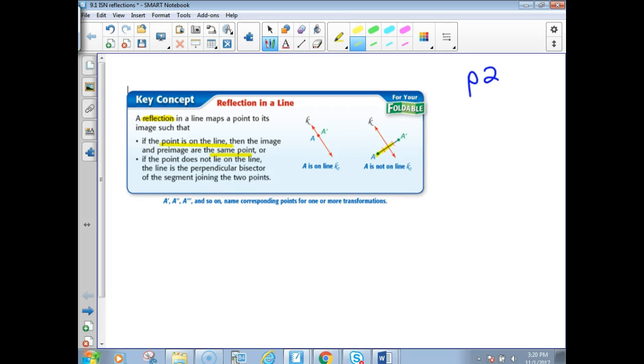What that's saying is this line right here gets bisected, and it's also at a right angle to the reflection line. There's a right angle right there. So remember that if you connect the image and pre-image points, the line of reflection is the perpendicular bisector of that segment.